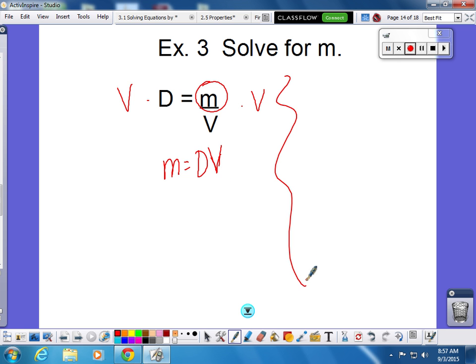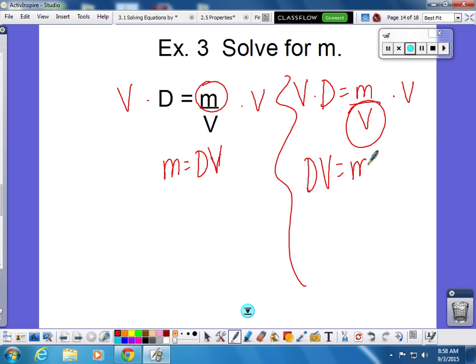On the other hand, what if I want to solve for volume? Would I still go ahead and multiply by V? So density times volume is equal to mass. Now, how will I get that by itself? Go back and divide by V.